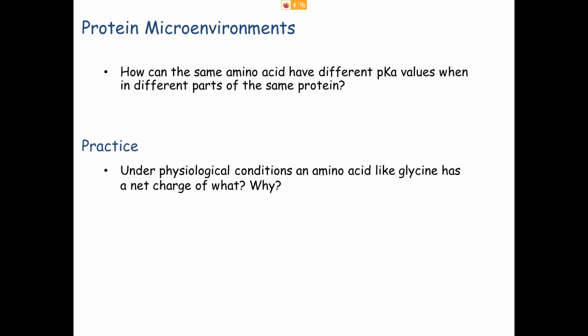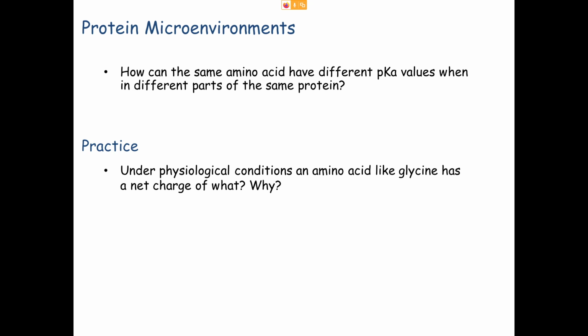Okay, so another question for you. Under physiological conditions, which means pH 7.4, an amino acid like glycine has a net charge of what? So think about the structure of glycine. It's very simple. Its R group is just a hydrogen. It's neutral charge. So it'll have no net charge, 0, right? And why? Because it's in its ion form, you're going to have the positive charge on the amino side and the negative charge on the carboxyl side.